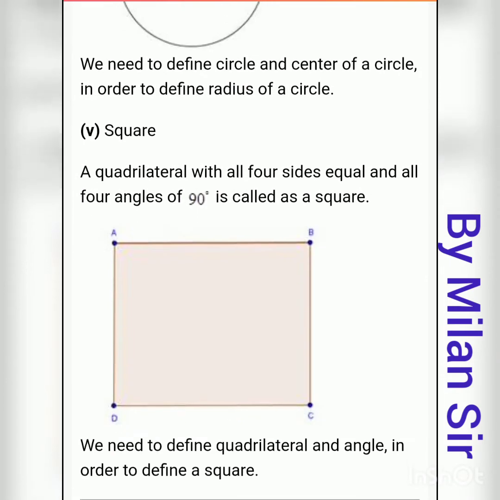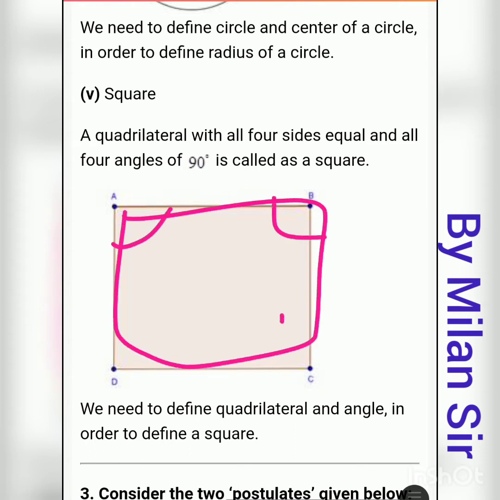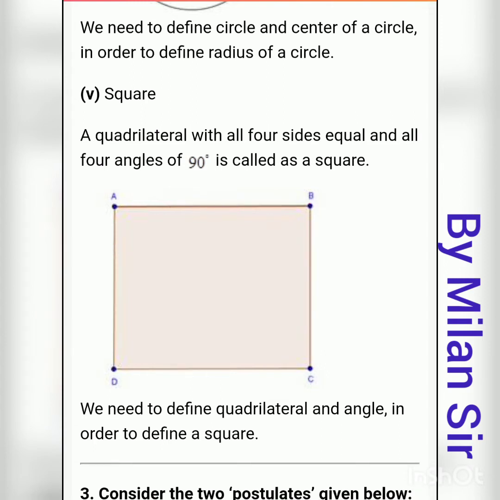Right. The next one is square. Square is one type of quadrilateral, right? These things we already learned in standard 8. Square is one type of quadrilateral in which all four sides are the same and all four angles are the same. It is called a square. A quadrilateral with all four sides equal and all four angles of 90 degrees is called a square. If all the four angles are the same, then definitely each has measurement 90 degrees. So a quadrilateral with all four sides equal and all four angles of 90 degrees is called a square.